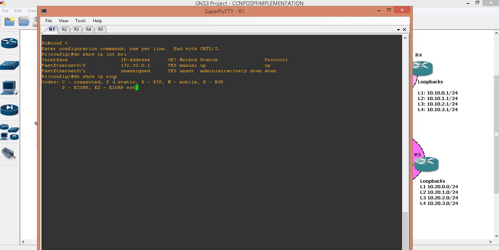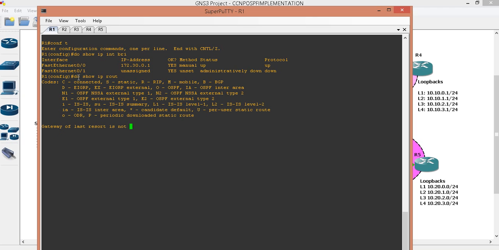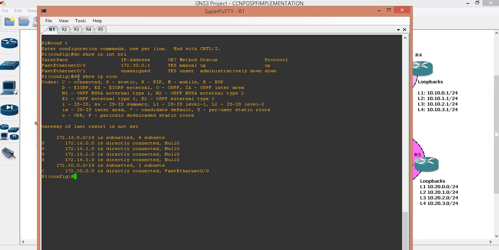Now do show ip route and you're going to see the routing table. I type do here because I'm in global configuration mode. If I'm in privileged mode, I just type show ip route. You can see the routing table, the static routes, and the connected routes. Let me go to privileged mode and show ip protocols. We have no dynamic routing protocol configured yet.